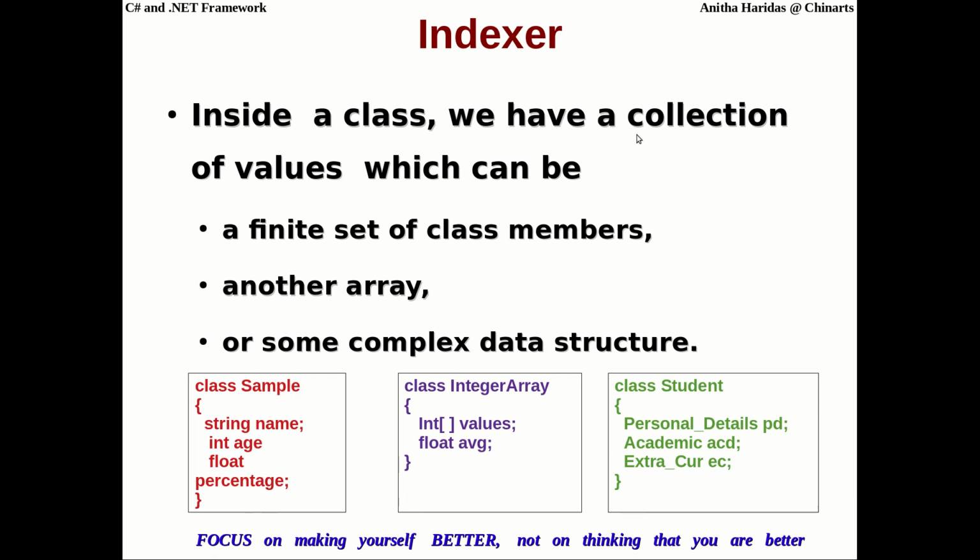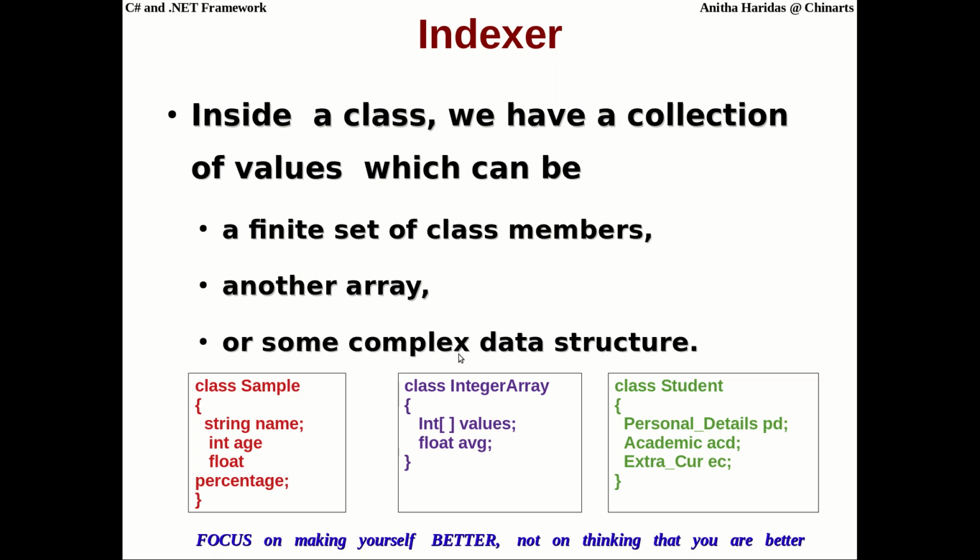When I say collection of values, it can be a finite set of class members like the first example here, which is shown in the red color. You have a set of class members, which is a finite number. You have one string data, one integer, one float. So totally I have 3 class members. Or your collection may be an array. This is a second example which is shown in the violet color. I have declared a class and the member of this particular class is an integer array.